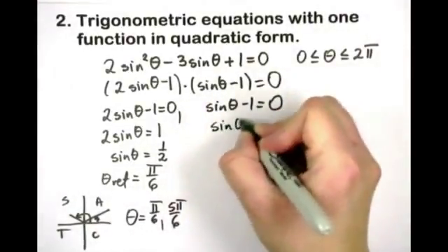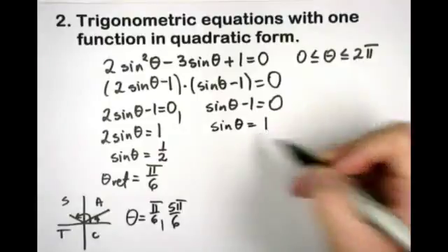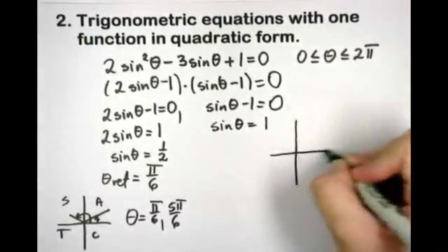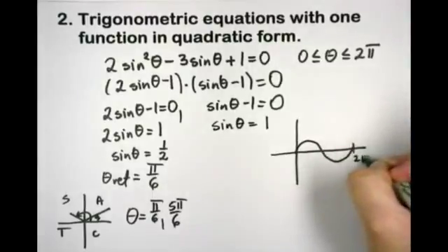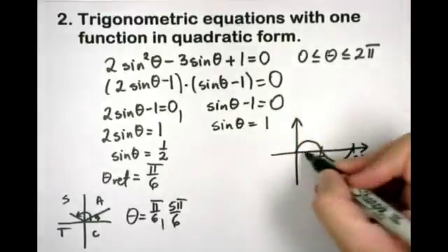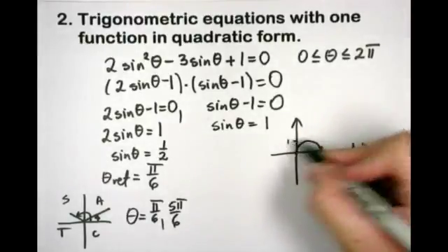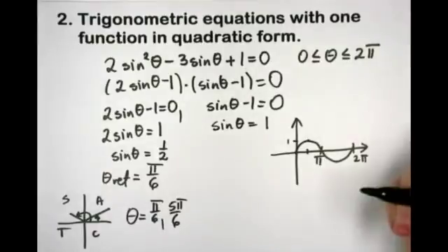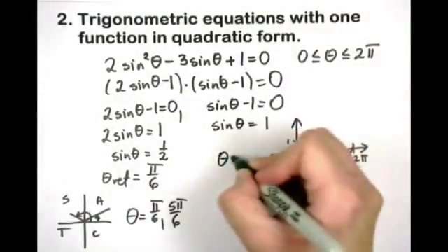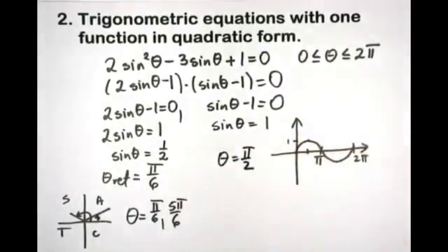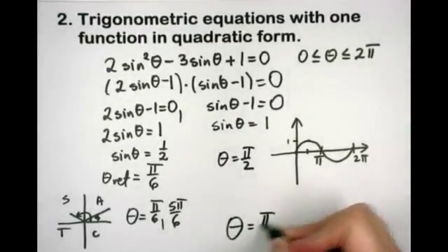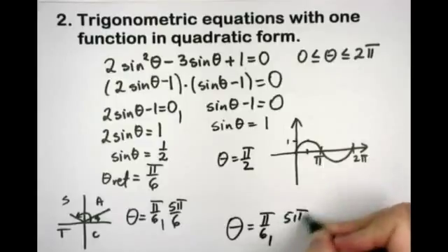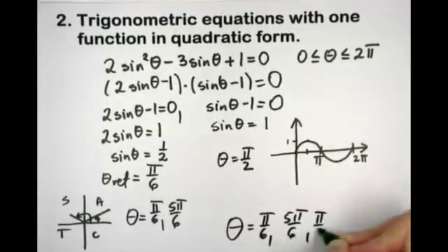So we have sine theta is 1. Sine theta, we don't have it. We are taking this from the graph. I know that sine is the S shape, 2 pi and pi. So sine is 1 right here. What angle is it? Pi over 2. Theta is pi over 2. So the solution are those two. So my theta is pi over 6, 5 pi over 6, and pi over 2.